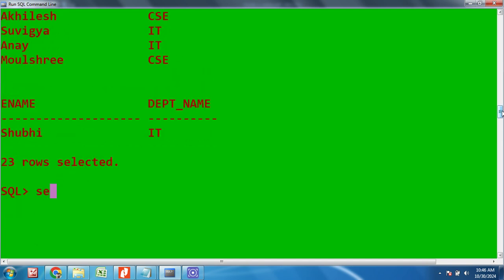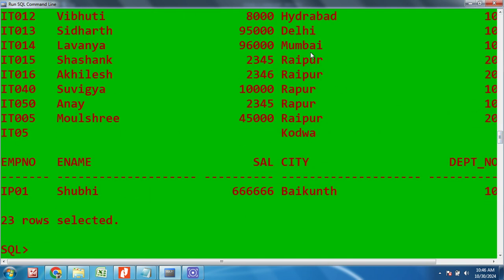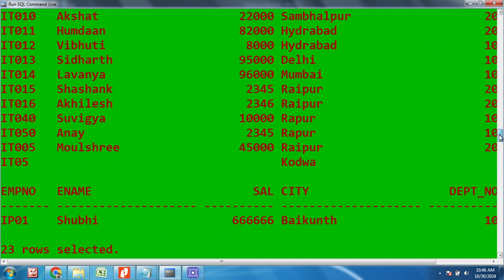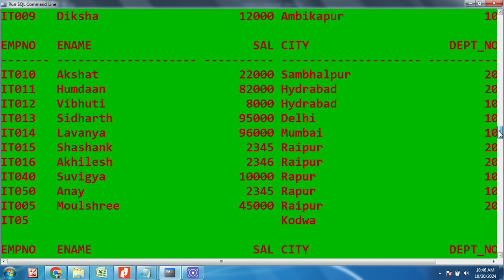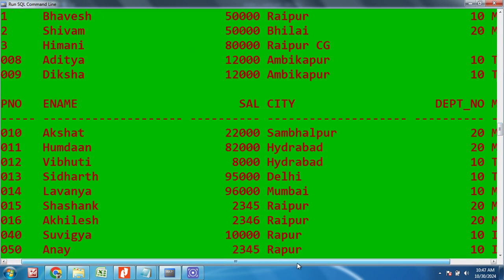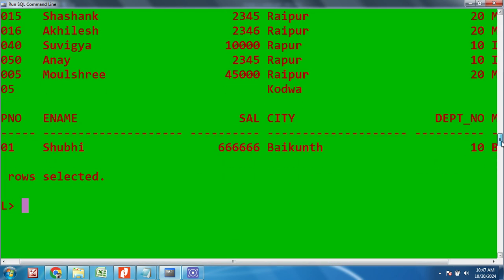Now see, select star from EMP. So this is our EMP table. And here we can see the name Himani, where department number is left as blank. So here we have the value.